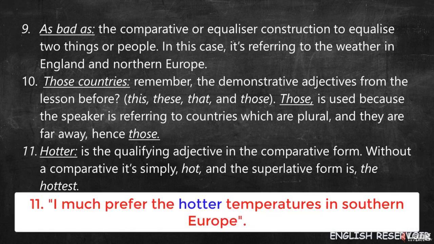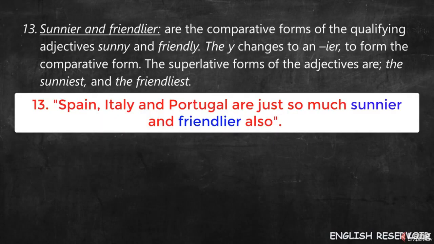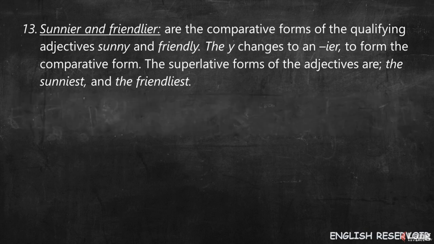11. Hotter is the qualifying adjective in the comparative form. Without a comparative, it's simply hot, and the superlative form is the hottest. 12. Spain, Portugal, and Italy are all places and thus proper nouns, so they are therefore in capital letters. 13. Sunnier and friendlier are the comparative forms of the qualifying adjectives sunny and friendly. The Y changes to an IER to form the comparative form. The superlative forms of the adjectives are the sunniest and the friendliest.